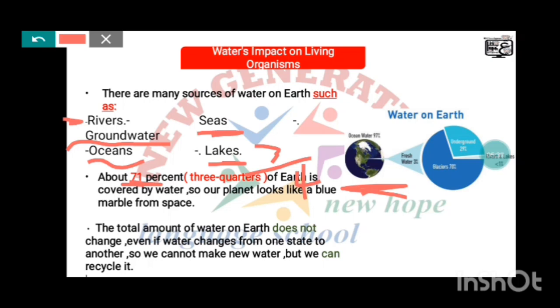The total amount of water on Earth doesn't change, even if water changes from one state to another. So we can't make new water, but we can recycle it through the water cycle, as we learned.